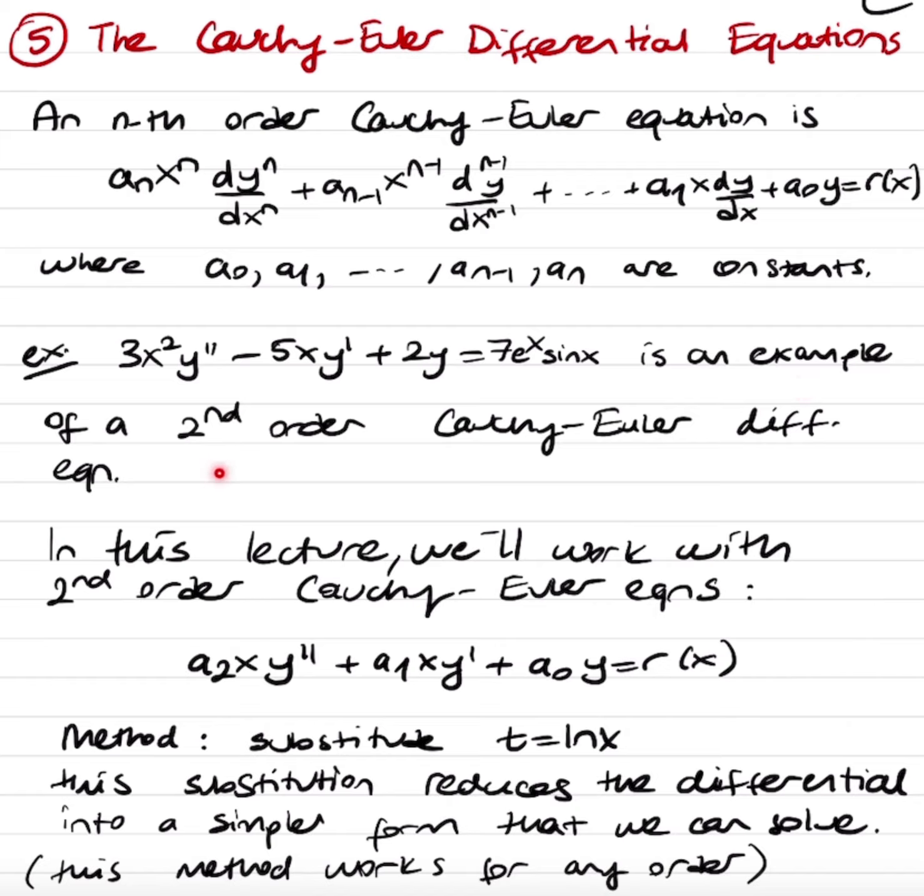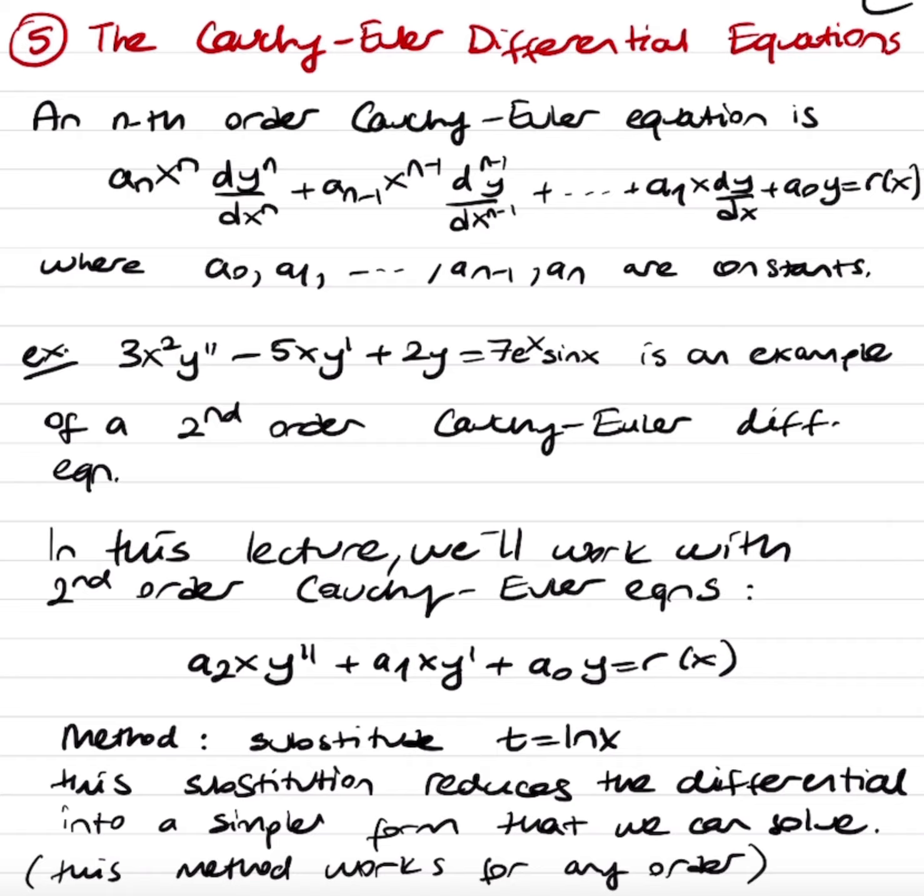Okay, let's give an example of a second order Cauchy-Euler differential equation. So we have the second derivative. What is the power of x? So we have x squared: 3x^2 y double prime minus 5x y prime plus 2y is equal to some function of x, so 7e^x sin x. So this is a second order Cauchy-Euler differential equation.